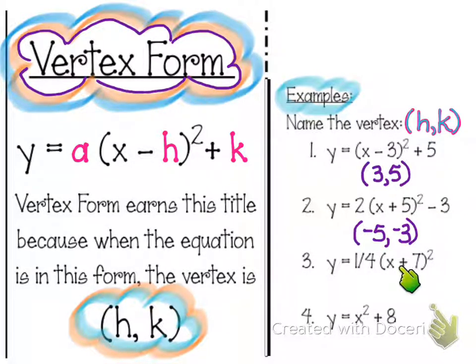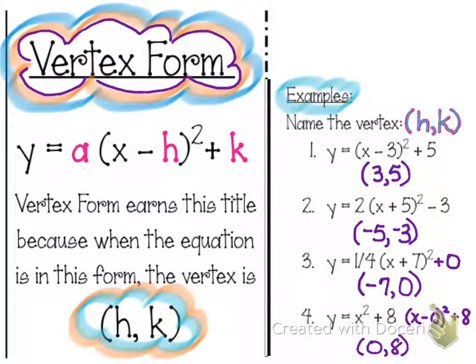And here, our vertex is going to be at -7, and the understood number in the background is a 0. And finally, here, the number with x is 0, so our vertex is going to be at 0, 8.